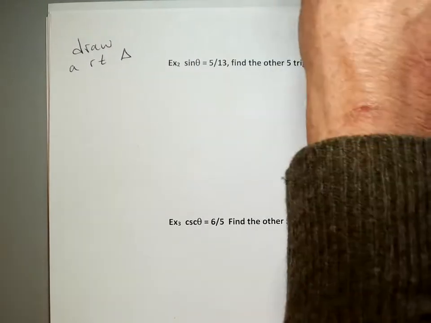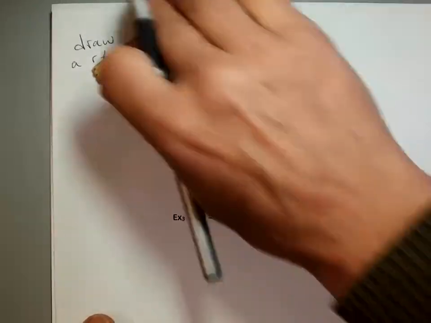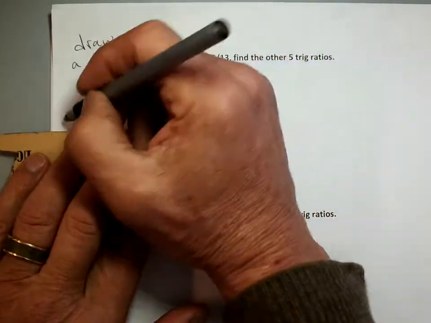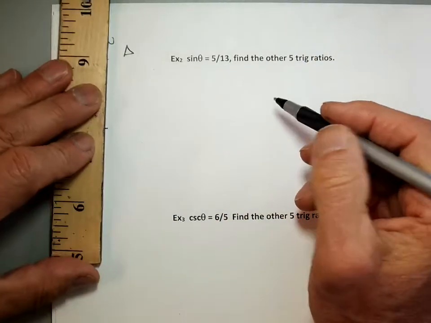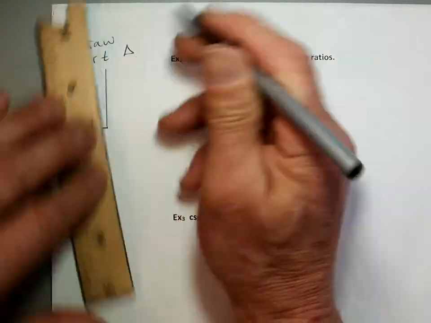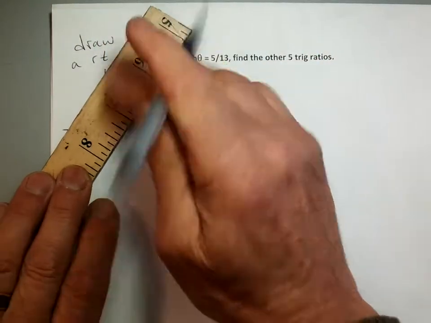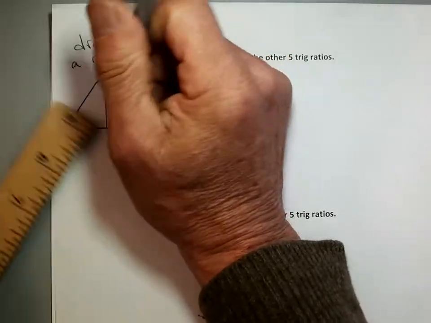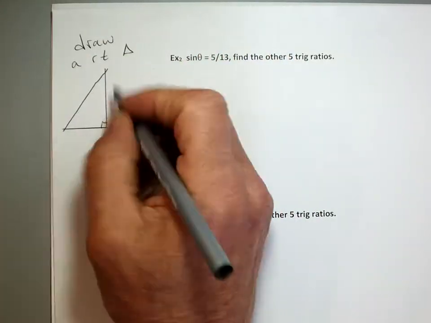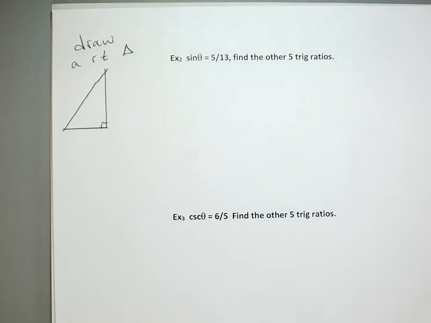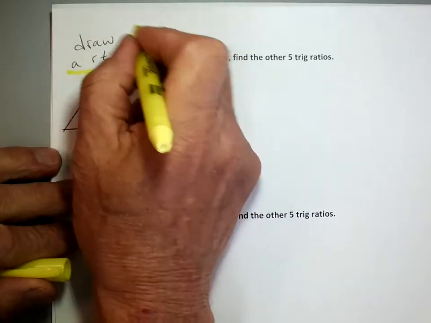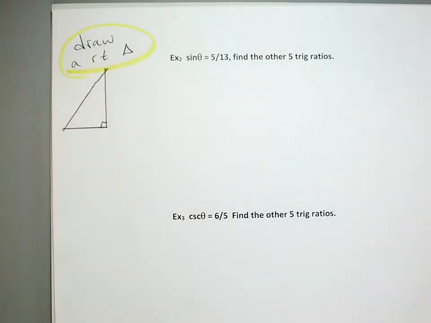Okay, so if I draw a right triangle, it can be anywhere, anyhow. So I'm going to draw my right triangle. It's really going to help a lot to draw a right triangle. Can I circle that? Can I highlight that? Draw a right triangle. I'm just going to highlight that. To do this lesson, draw a right triangle, please.